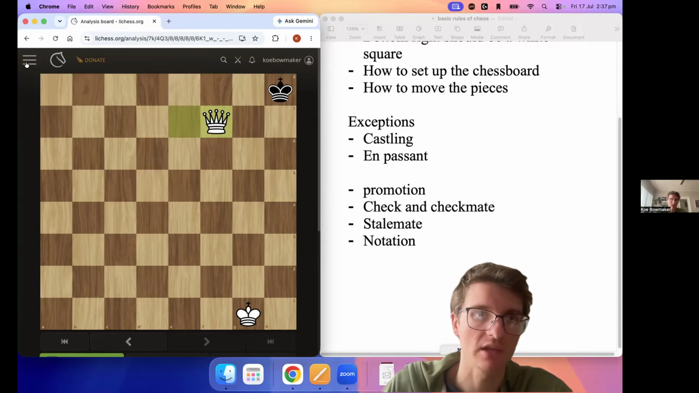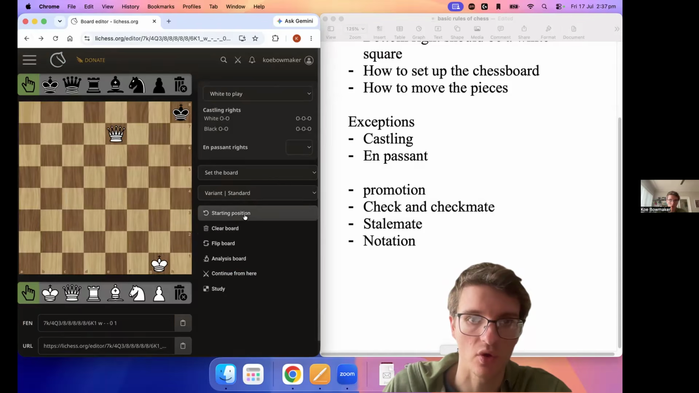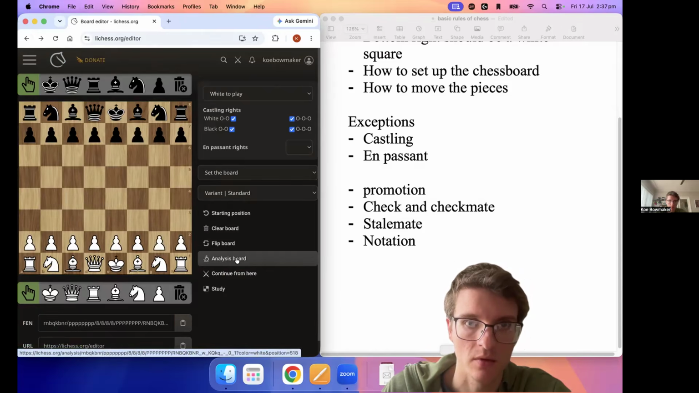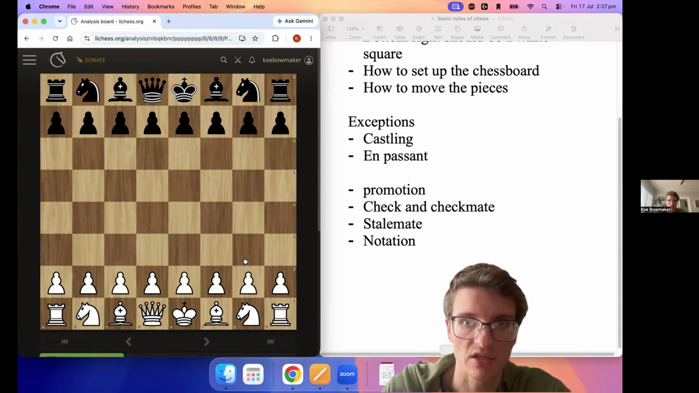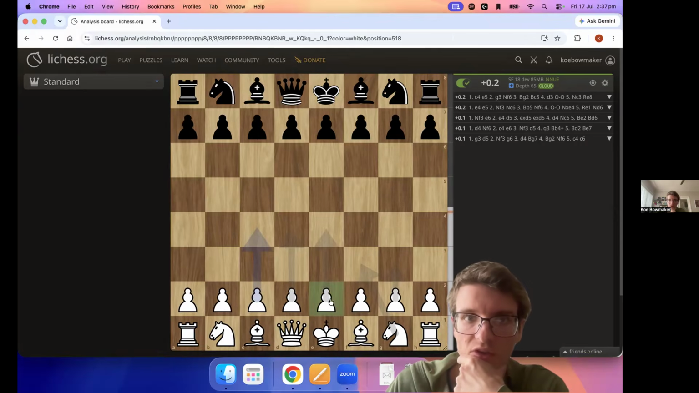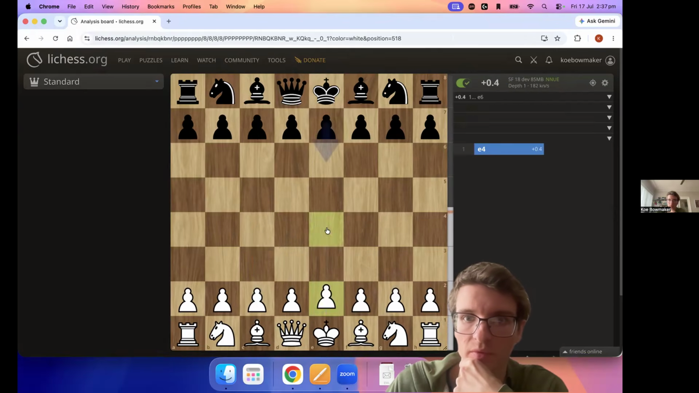Okay, so the last thing I want to go over is what we call notation. So we're going to go to this starting position. We're going to open the analysis board and quickly I'm going to make this the whole screen so that you can see. Okay, so let's say we make this move.